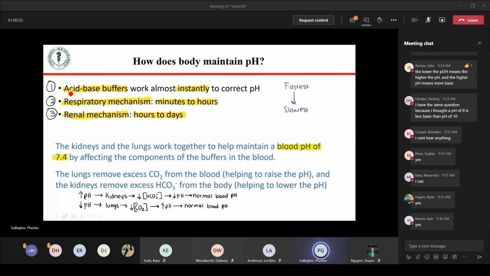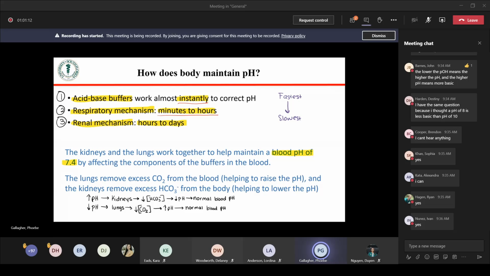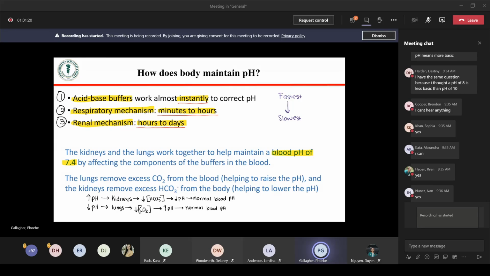For these, know the 3 different maintenance techniques in your body that keep your pH normal. Your acid-base buffers, we talked about those. Those work instantly. Then your respiratory mechanism takes a little bit longer, but this is where you increase your respiration to blow out a bunch of carbon dioxide so your pH can go back to normal. And then your renal mechanism, this is where you pee out a bunch of bicarbonate to also balance out your pH. But don't worry about that, that's more physio. I gave you guys an idea here.